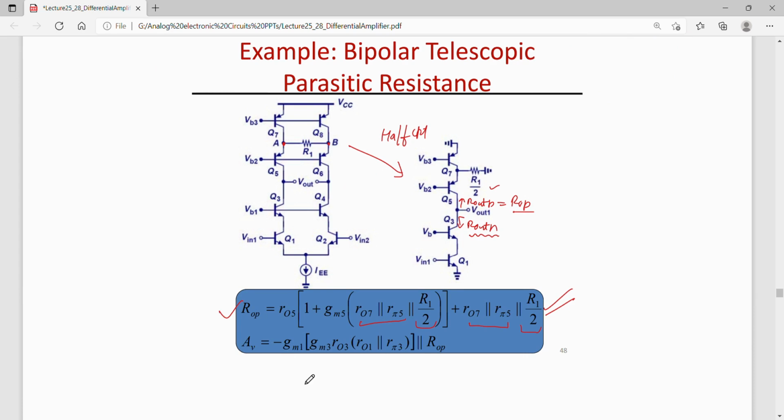Okay. So gain is minus GM1 times the output impedance of the NPN cascode and the output impedance of the PNP cascode. Okay. So both in parallel. So that way one can find out the gain of this circuit.